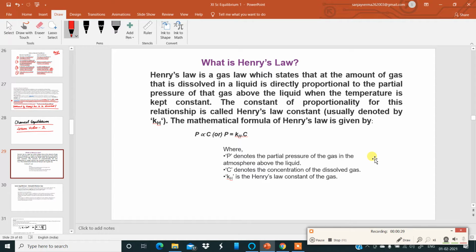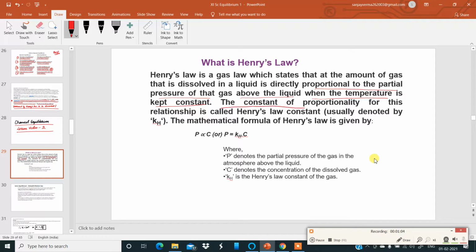Henry's law is a gas law which states that the amount of the gas that is dissolved in a liquid is directly proportional to the partial pressure of that gas above the liquid when the temperature is kept constant. So it is a gas law for the amount of gas that is dissolved in a liquid.